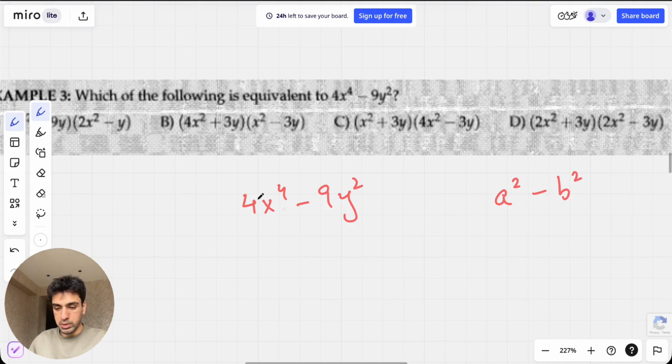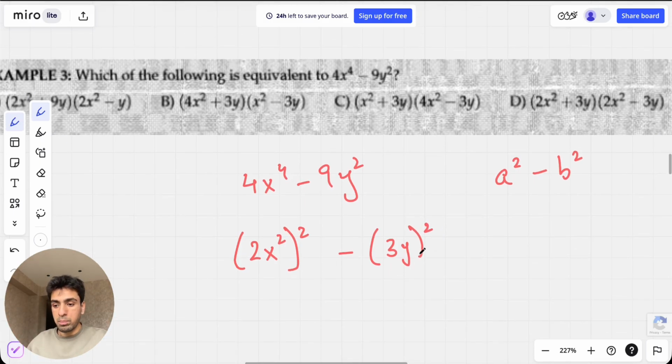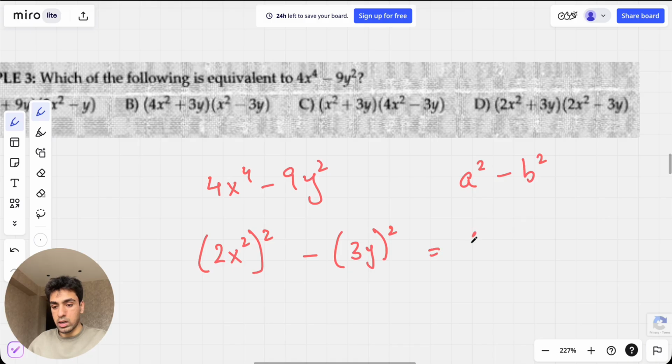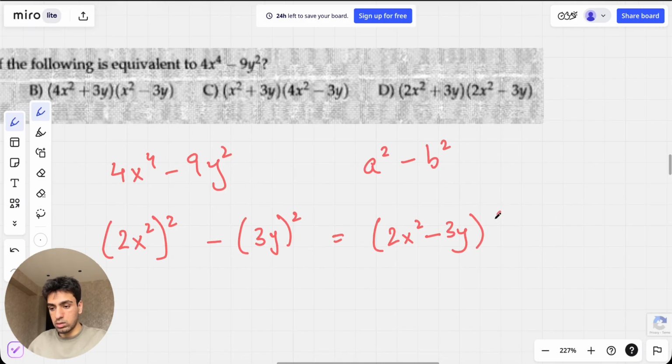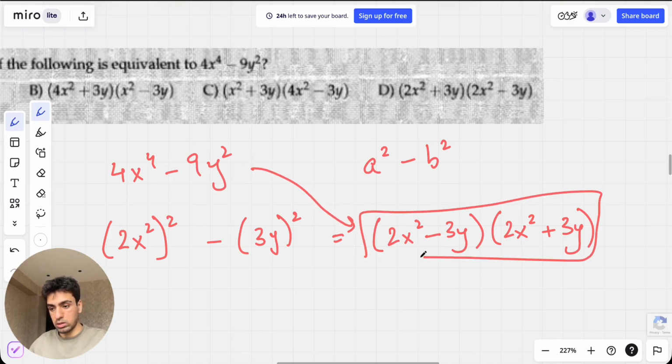If we take the root of this, we'll get 2x squared, because if you square it, you get 4x to the power of 4. And then you can write 9 as 3 and y squared as just y. So we're basically taking the root of those two. We can then write this as (2x squared minus 3y)(2x squared plus 3y). If you open the brackets, you'll get this expression, and that will be your answer.